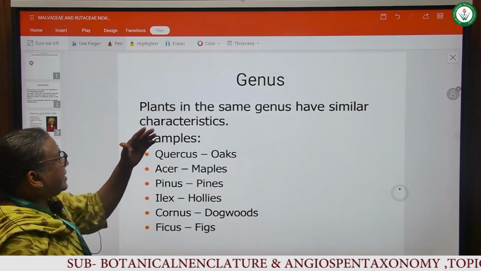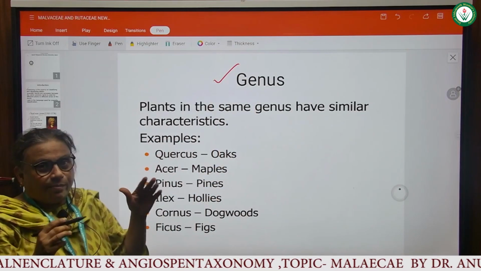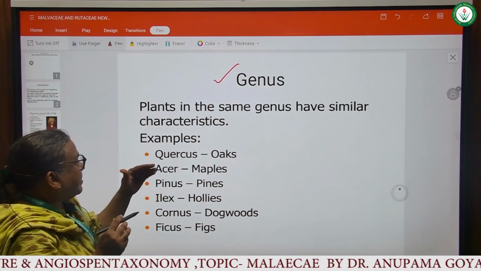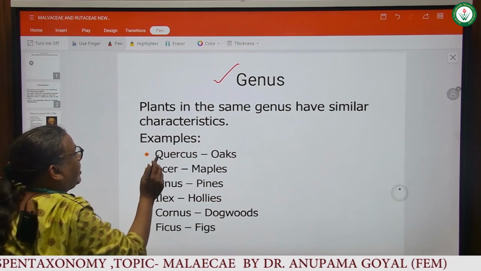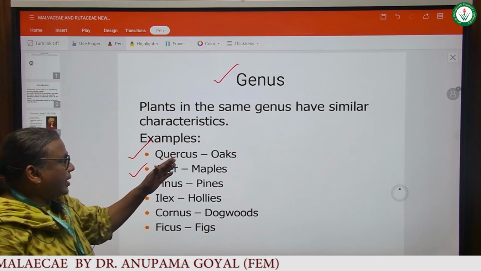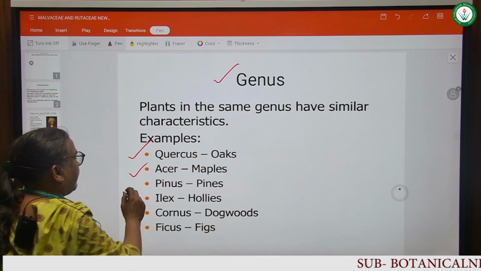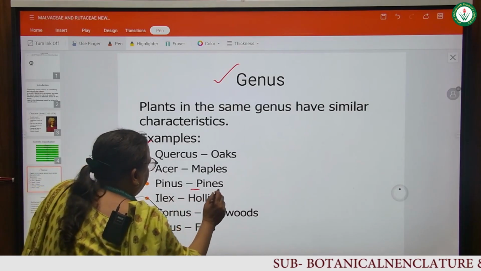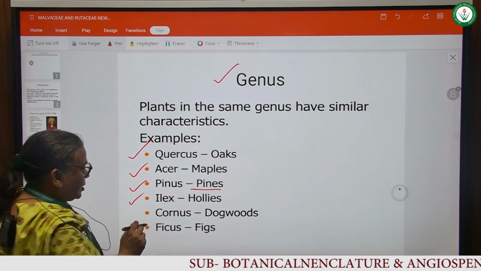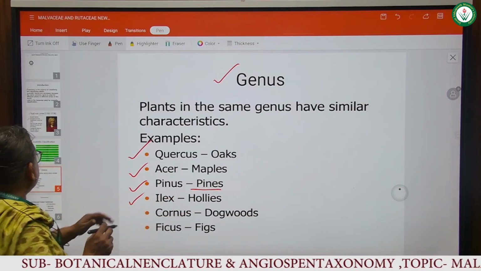So what is genus? The plants in the same genus have similar characteristics. For example, Quercus, oaks; Acer, maples; Pinus, pines; Ilex, hollies; Cornus, dogwoods; and Ficus, figs.